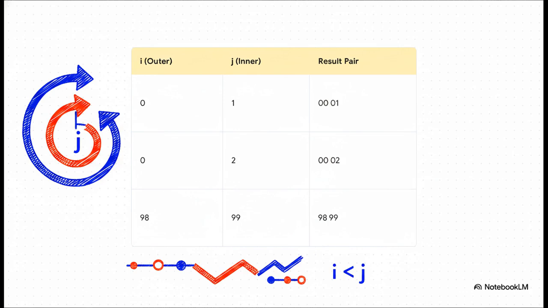Then I ticks forward to 1. But crucially, and this is the secret sauce, J doesn't restart at 0. Because J is strictly defined in the code as I plus 1, it starts at 2. This continuous offset acts as a powerful mathematical ratchet. It ensures we only ever move forward, completely eliminating duplicates and preventing reverse pairs like 0100 from ever showing up. This algorithmic efficiency is what guarantees we hit exactly 4,950 unique ascending pairs.